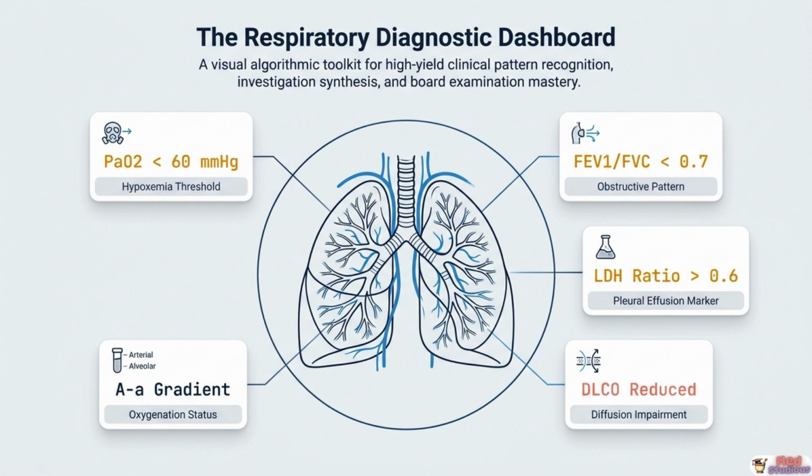Across USMLE, MRCP, PLAB, AMC, and MBBS examinations, these 5 numbers recur constantly, embedded within vignette after vignette. This video will walk through each one systematically, building toward integrated diagnostic algorithms for the solitary pulmonary nodule, suspected pulmonary embolism, and interstitial lung disease, transforming isolated facts into one coherent diagnostic dashboard you can apply to almost any respiratory case.